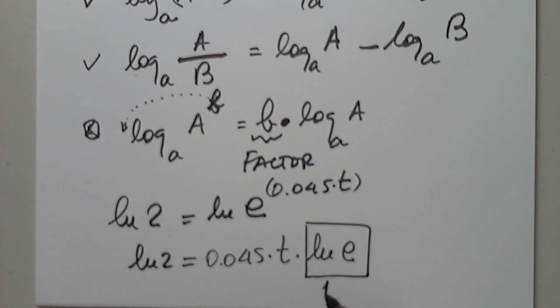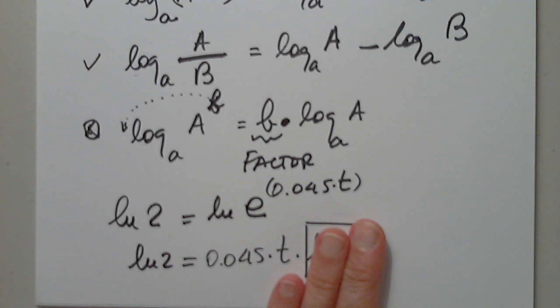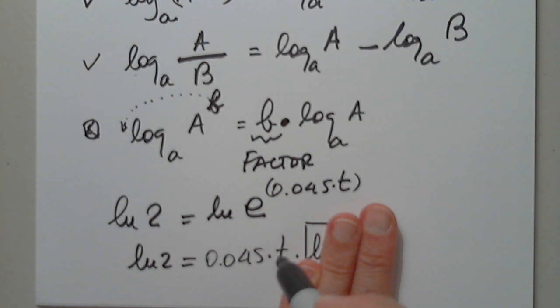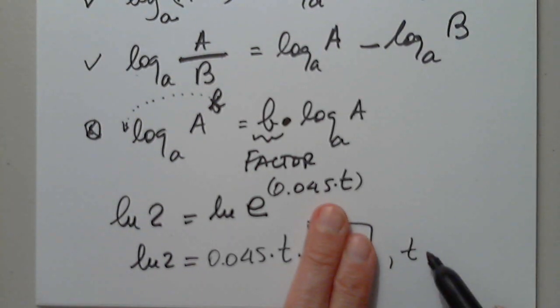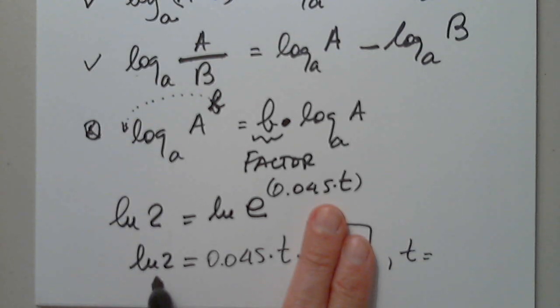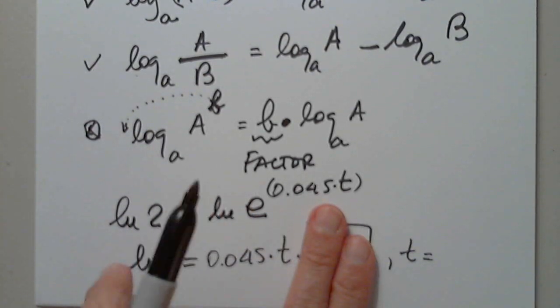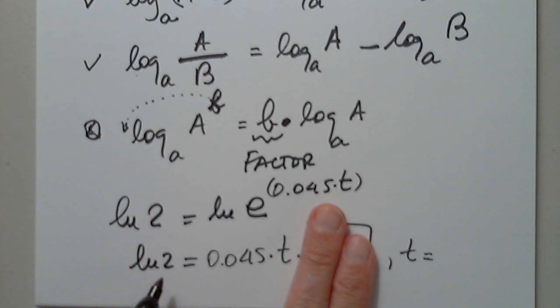Since this is 1, I will replace this by 1. So I have to find t. Can anyone tell us how to find t? This is 1. What should I write from natural log 2 equals 0.045 times t to find t, which is the doubling time for continuous compound interest? How do I write this? Don't forget, natural log 2 is just a number.